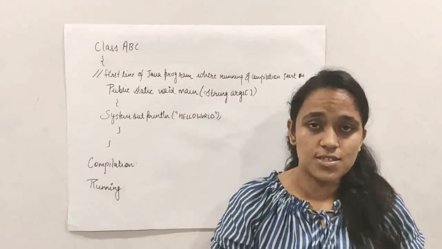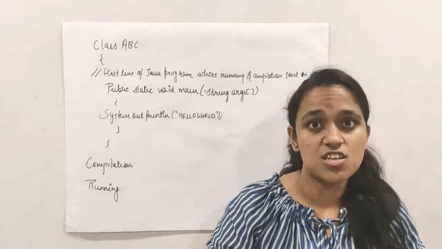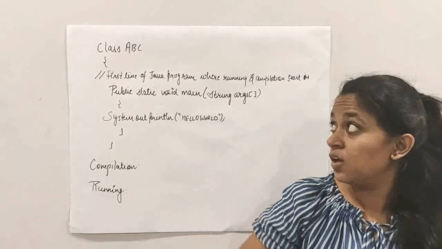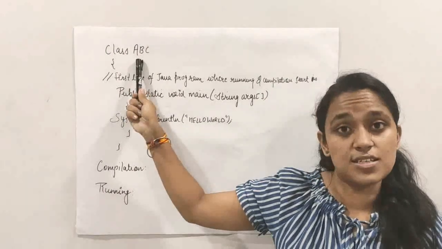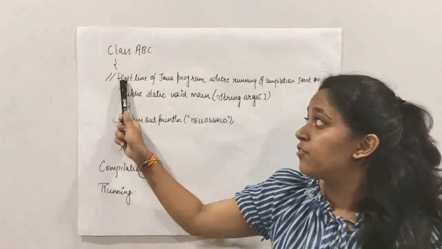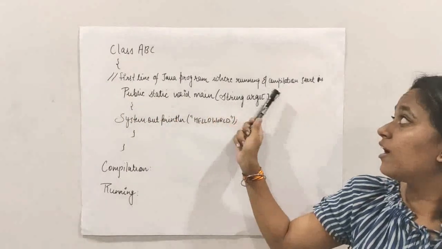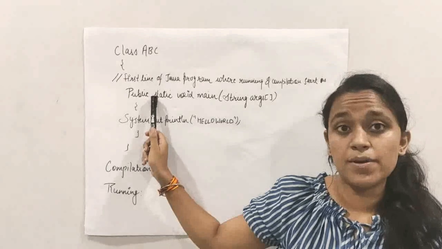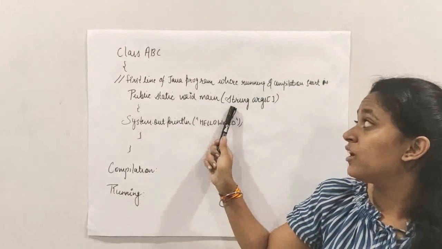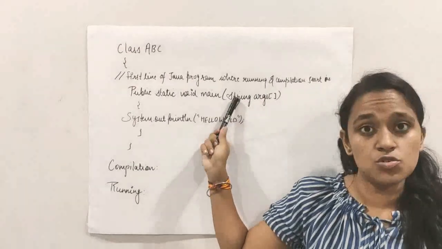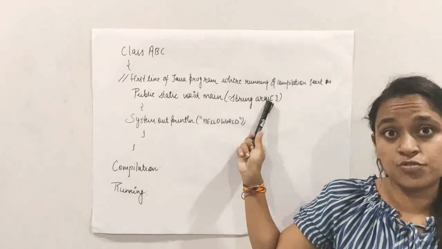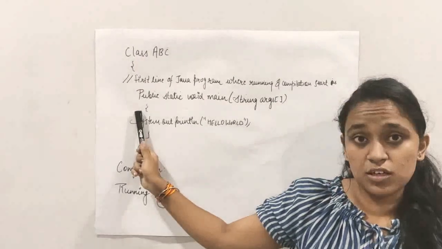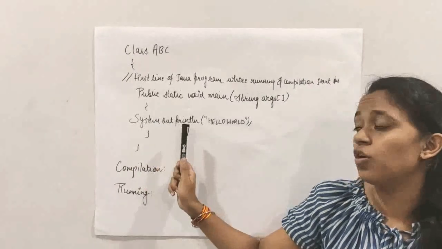Now, we will discuss how to write a basic Java program through an example. Class ABC. Class is the keyword and ABC is the class name. Then, the first line of a Java program where running and compilation start is public static void main, String args. String is used to pass arguments of string type and args is used for array. In the main method, we will write System.out.println.